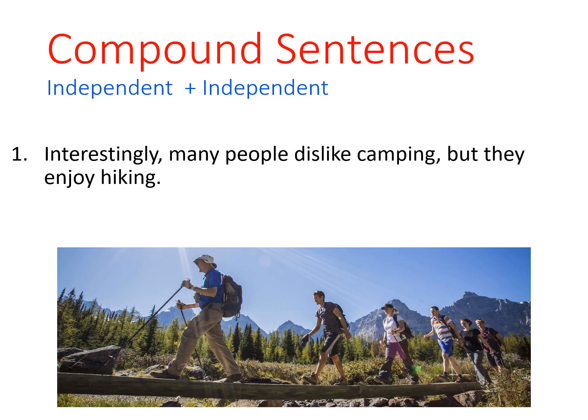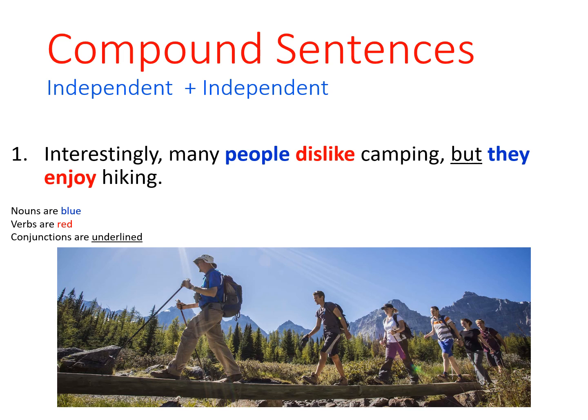Let's look at this example of a compound sentence. Again, a compound sentence are 2 independent clauses. So it has, interestingly, many people dislike camping, but they enjoy hiking. So we know that since a compound sentence is 2 independent clauses, we're going to have 2 subjects, 2 verbs, and a coordinating conjunction. If we look at this example again, just the first half, interestingly, many people dislike camping.